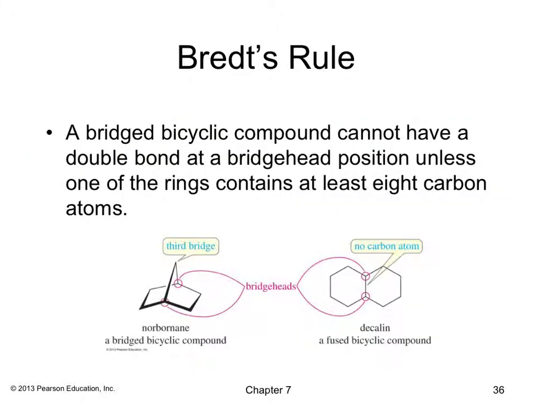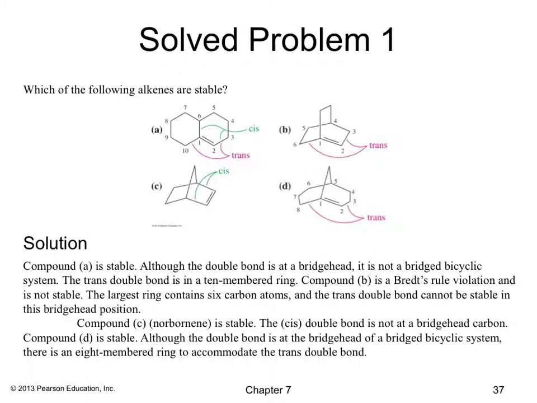Bredt's rule. So Bredt's rule is in relation to bridged bicyclic compounds. Bridged bicyclic compounds cannot have a double bond at a bridgehead position unless one of those rings contains 8 carbons. Here's a bridgehead. This is just an example showing what a bridgehead compound is. This is not.